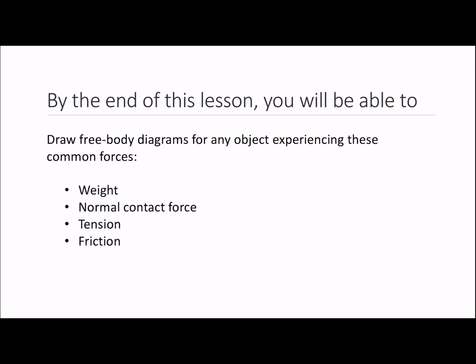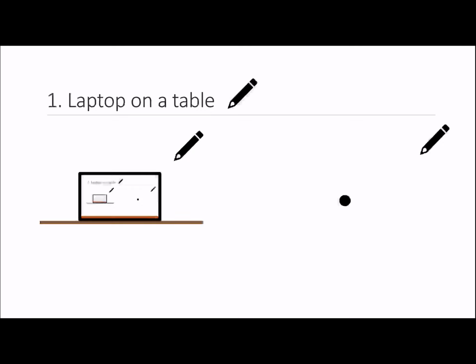Now, by the end of this lesson, you'll be able to draw free body diagrams for any object that experiences these common forces: the weight, the normal contact force, the tension, and the friction. And we'll go through all of these forces in the next few examples. So in the next few examples, right, there'll be a cartoon on the left, which is here, okay? And there'll be a free body diagram on the right. So when we start a new problem, I'd like you to copy both the cartoon and the free body diagram, the dot, okay? And then draw in the forces with me as we go along these problems.